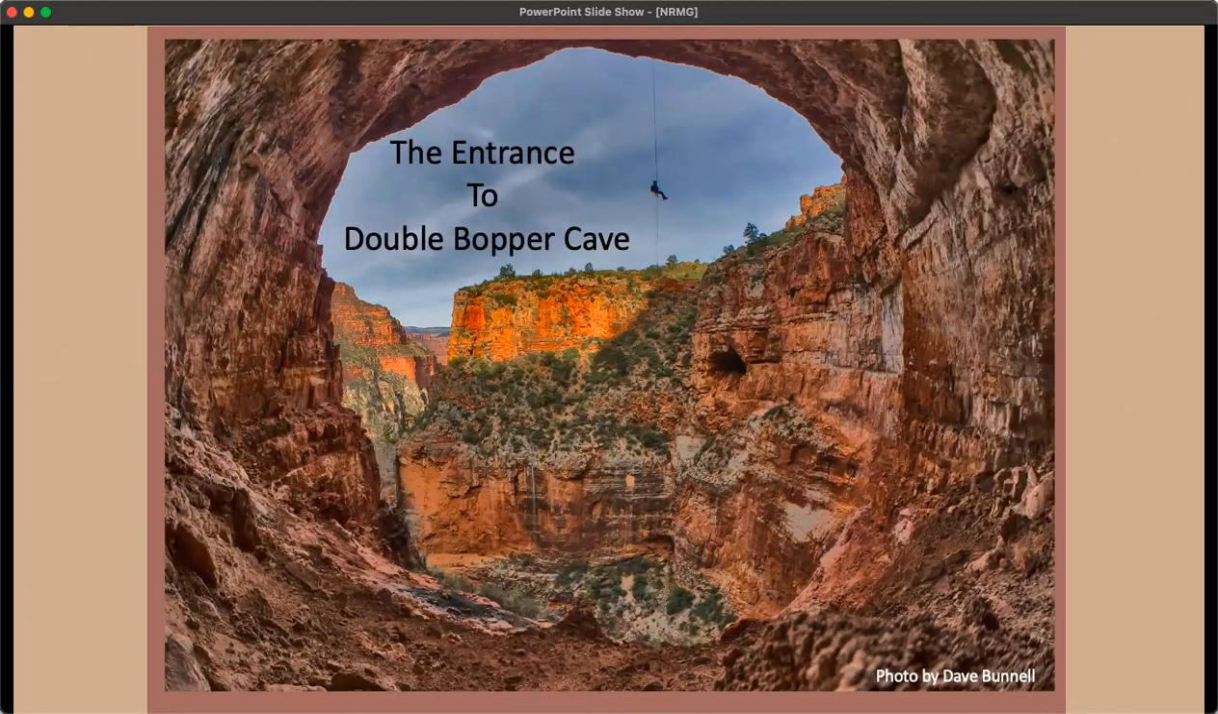Now the entrance is a couple miles away from the Colorado River, and it sits about 3,000 feet above the modern base level. So we're looking at an abandoned or relict hydrogeologic regime of Grand Canyon. And take note of the entrance across from the entrance to Double Bopper, which is separated by a major side canyon. We'll get into that in a little bit.